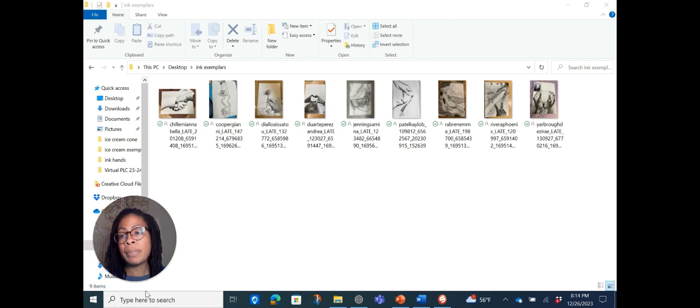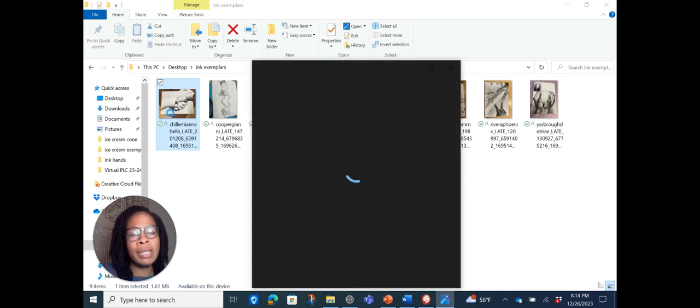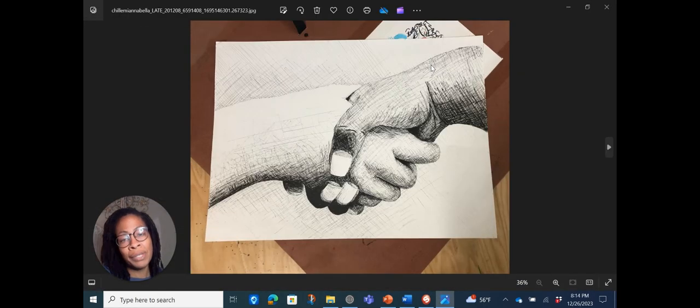All right, so I did want to spend some time showing you some of the student examples from this year. And this was actually the first project that we started with of the semester. So this was way back in September. And I like to start with ink just because, again, I feel it's pretty forgiving and it gives them a lot of confidence at the beginning of the year.